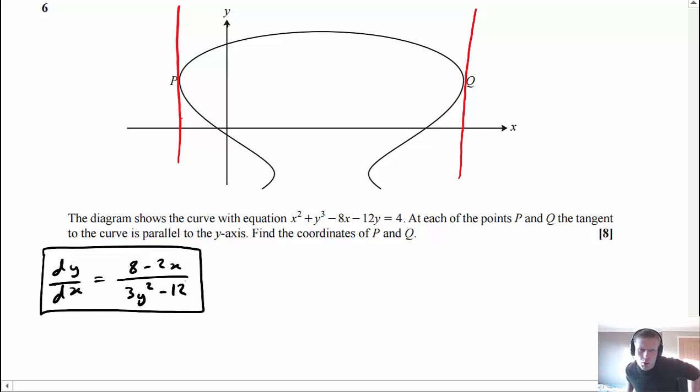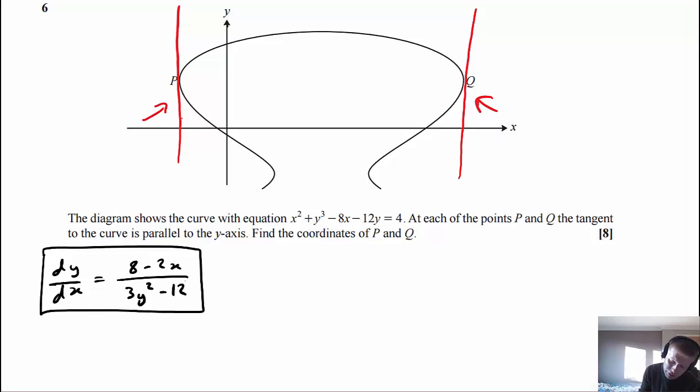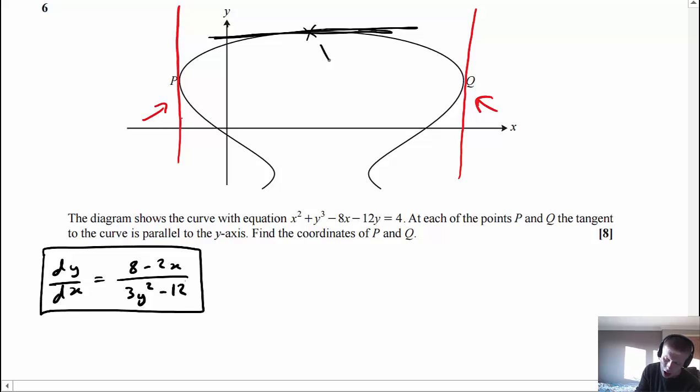Okay, but I've been asked to find what the points P and Q are. So I know the tangent is parallel to the y-axis, right? So do I know the gradient of the tangent? Well, yes, I do, because it's kind of the opposite of a stationary point. Are you happy that a horizontal line is a stationary point? And that is just where the gradient is 0. It's not changing at all, okay?